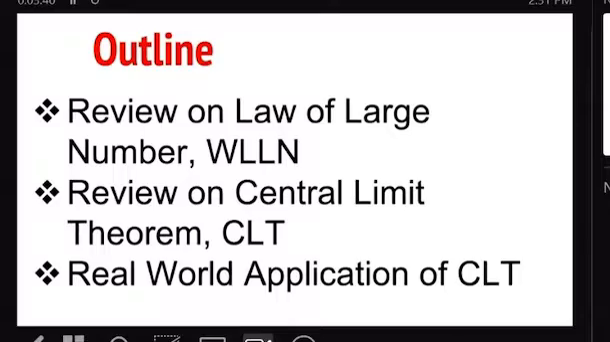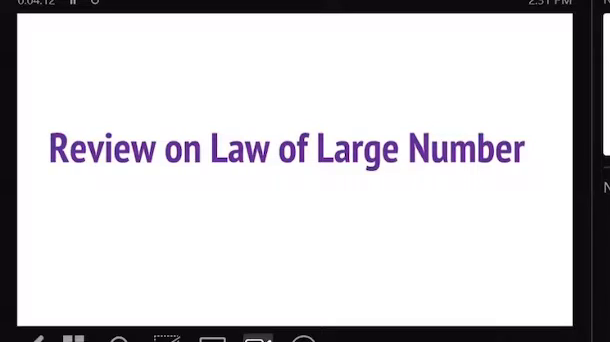So the outline today, I'm going to have a review on the law of large numbers. I'm also going to have a review on the central limit theorem before I go into the real-world application of the central limit theorem. There is a connection between the law of large numbers and the central limit theorem, and that is the reason why I'm going to have a recap on the law of large numbers. So I'm going to start with the law of large numbers.